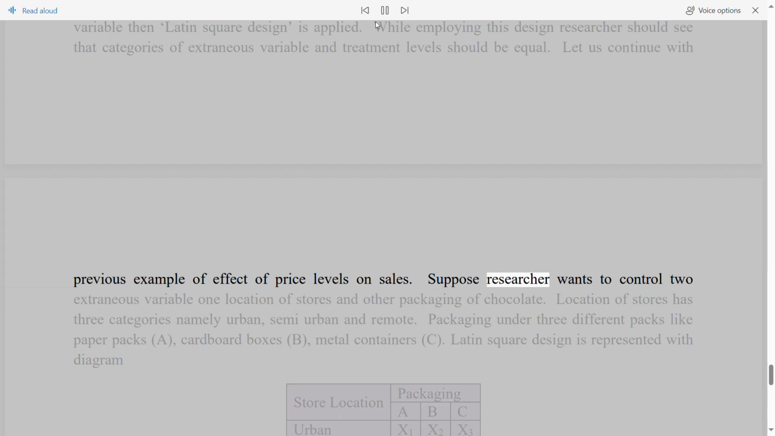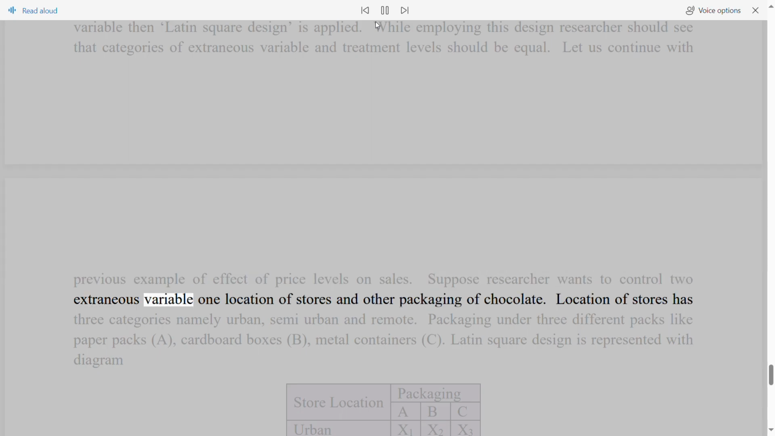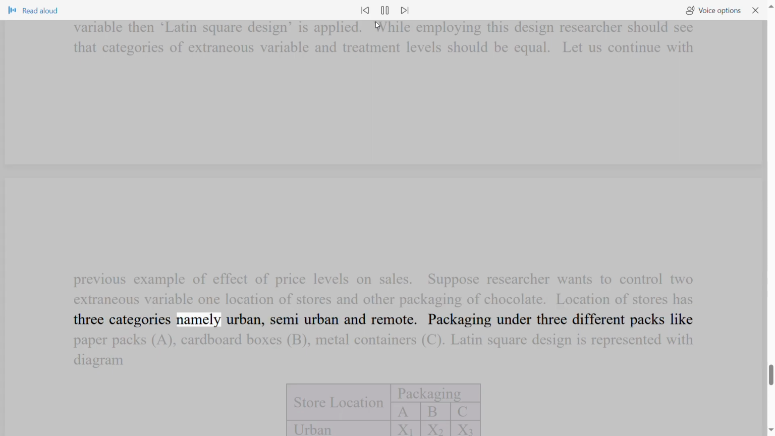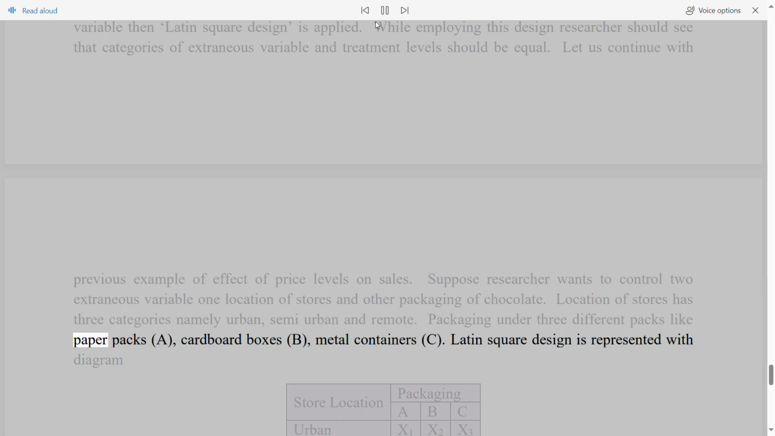Suppose researcher wants to control 2 extraneous variables, one location of stores and other packaging of chocolate. Location of stores has 3 categories, namely urban, semi-urban and remote. Packaging under 3 different packs like paper packs, A, cardboard boxes, B, metal containers, C. Latin square design is represented with diagram.